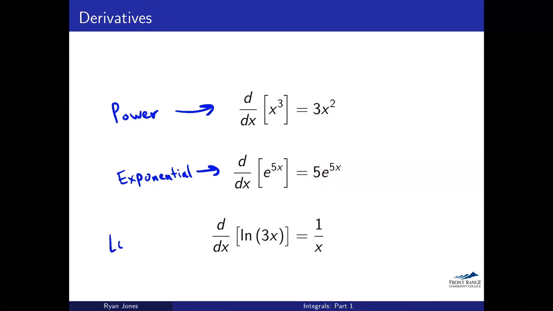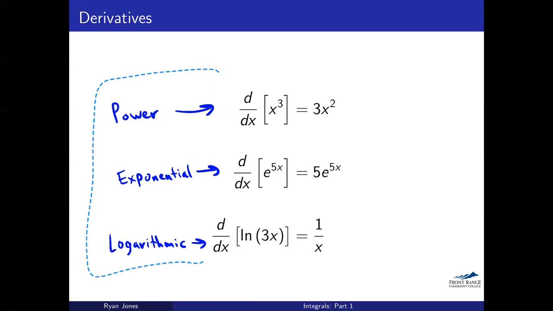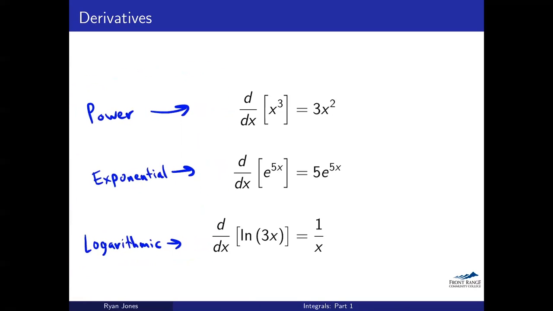Lastly, we might have a logarithmic derivative. Again, I am using the chain rule. It doesn't explicitly show up, but there is a 3x here, and because that's not just an x, I do have to do the chain rule. I'll let you work out that derivative to see that you, in fact, just get 1 over x. So these are common derivatives that we should be comfortable with at this point.